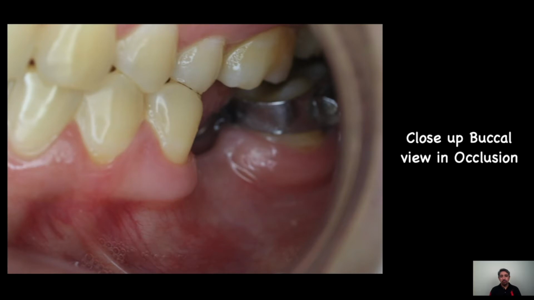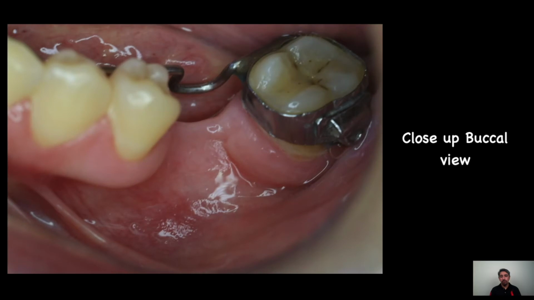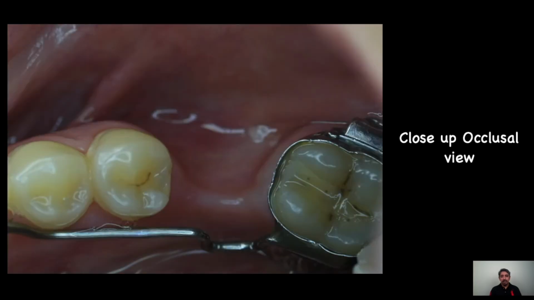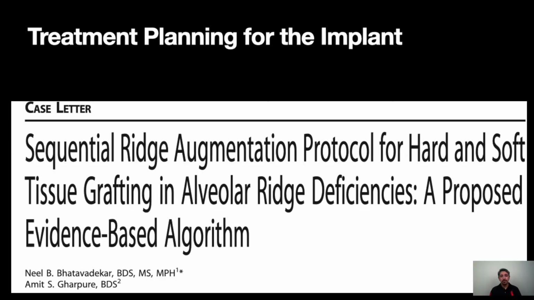This is a close-up view to show the deficiency of the soft and hard tissue bone, and it can be clearly seen here as well. That's the same demonstration from the occlusal view.